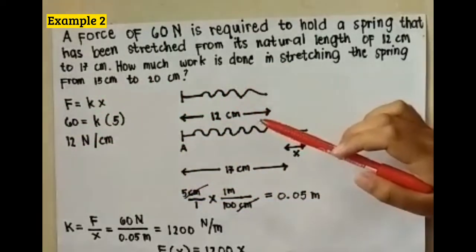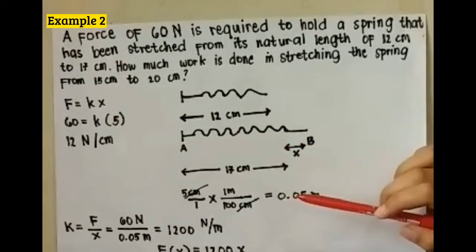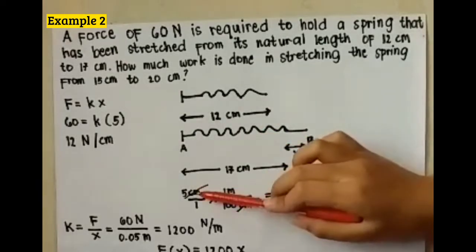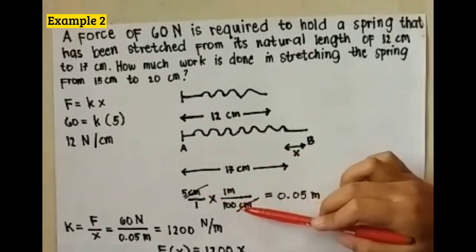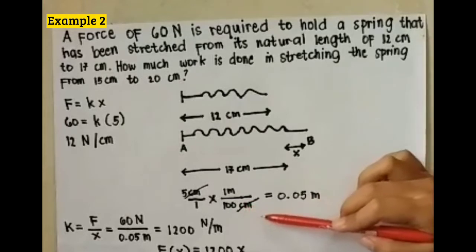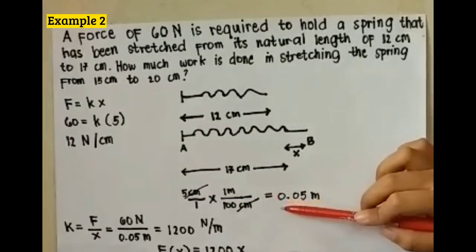And it's newtons per centimeter. Now, let's get K in newtons per meter. So, let's convert it. 5 centimeters to meters. 1 meter is 100 centimeters. So, 5 divided by 100 is 0.05 meters.